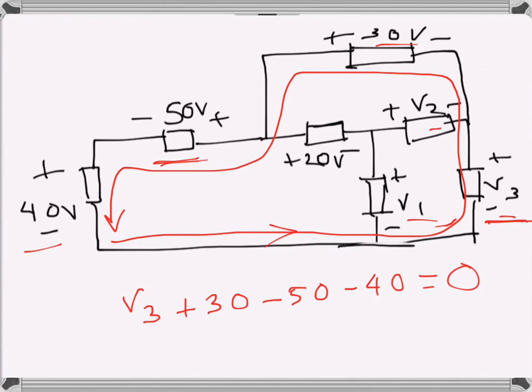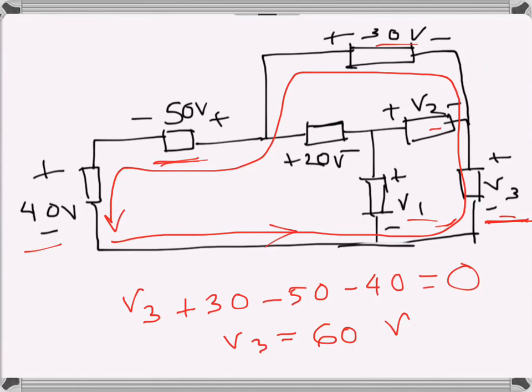The sum of voltage drops is 0, but anyway we have written the drops as negative. I could have done drops as positive. I prefer writing drops as positive, but whatever. So here we get V3 to be 90 minus 30, so that will be 60 volts. So we now know the value of V3.